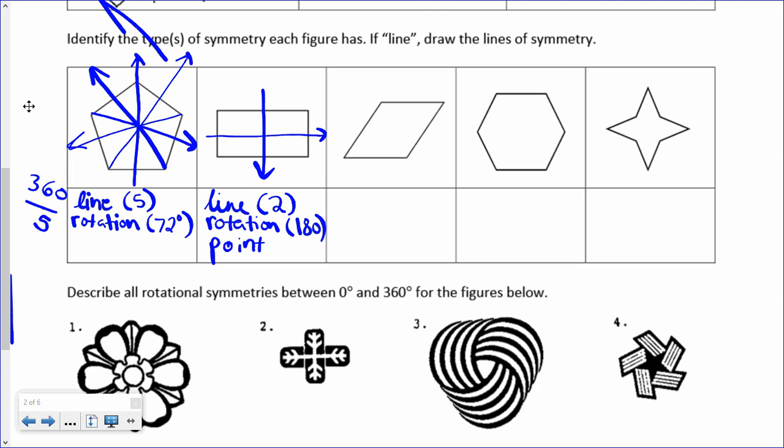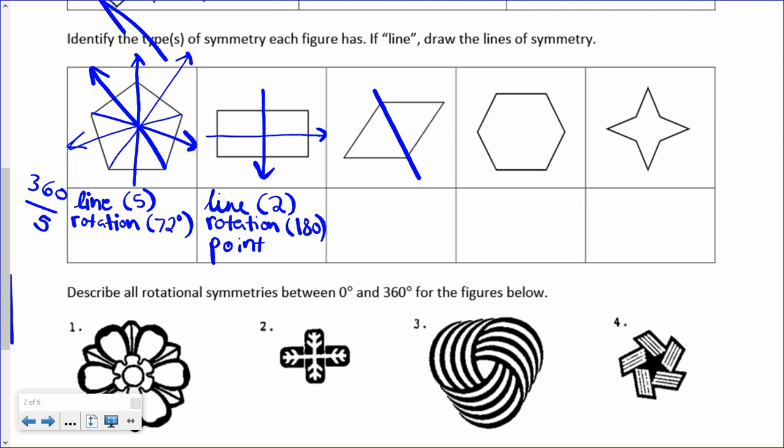Alright, what about this one? Does this have line symmetry? Could you draw a line and get it to fold in half? Yeah, you can. Okay, where? Right down. Where? The point at the top. Here? Yeah. And then straight down. Like this? No. The other point. Like that? Yeah. Like this?